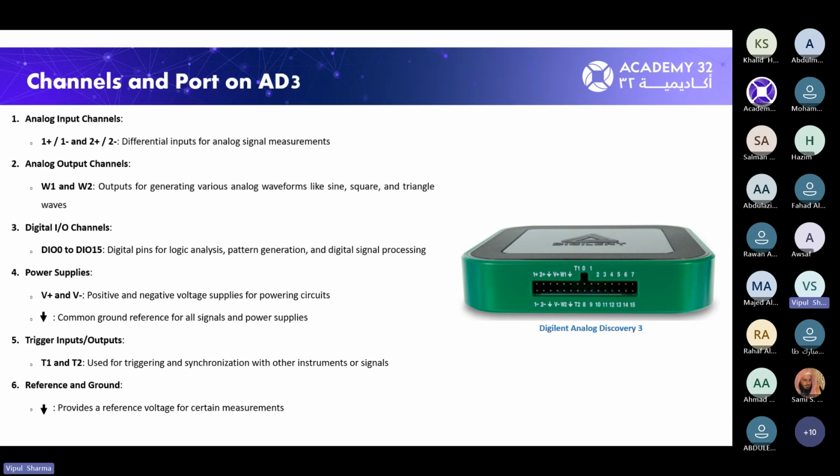If you apply the signal to this, it can measure whatever signal is generated from your PCB or circuit. That signal can be measured through these channels W1 and W2, and their corresponding ground ports are represented using this down arrow. So these are the two channels which need to be connected if you want to measure, for example, in our case, the output signal of a common source amplifier.